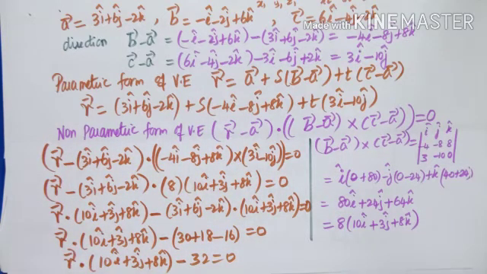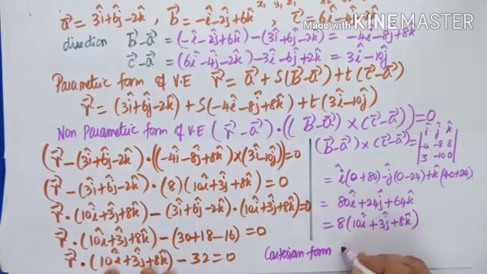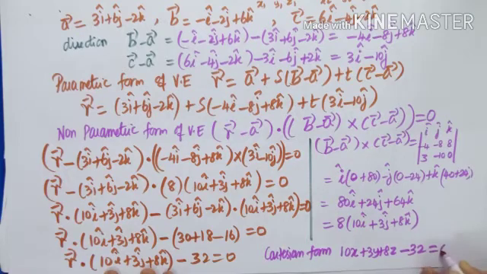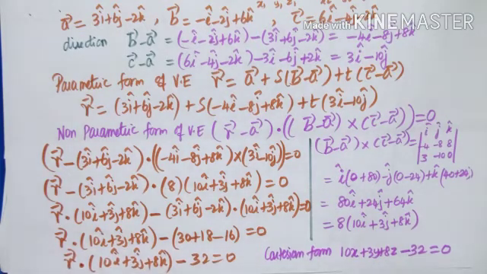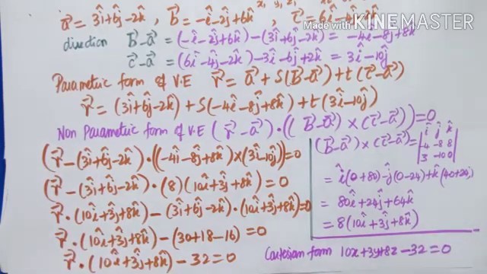How to proceed with the Cartesian form? From here, I can write directly the Cartesian form replacing ijk by xyz. 10x plus 3y plus 8z minus 32 equals to 0, and that is the answer. Remember, this is B cross C. So Cartesian form will contain x, y, z and a constant.